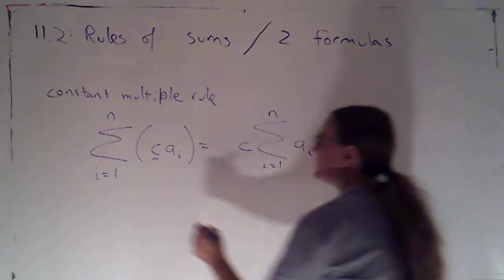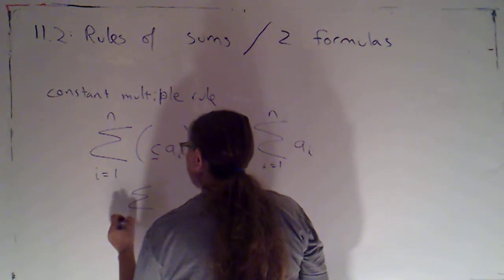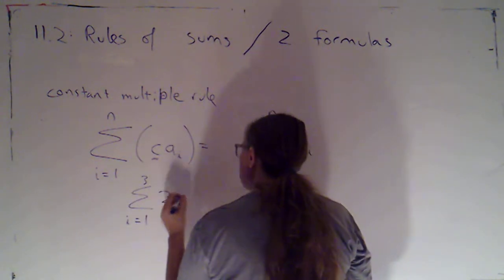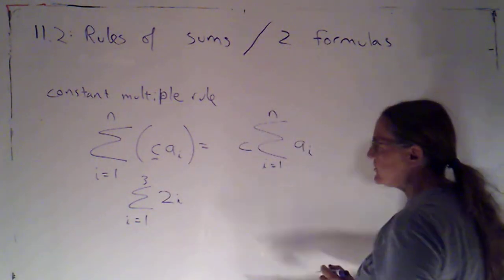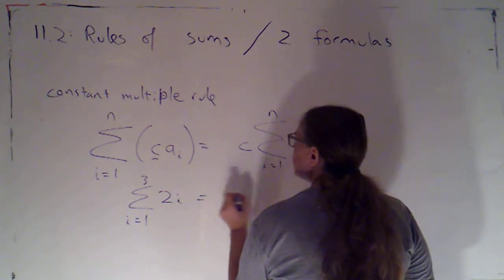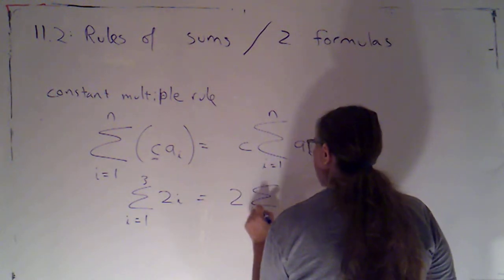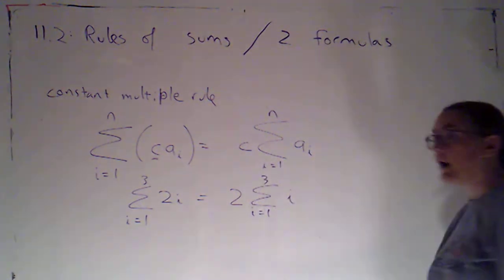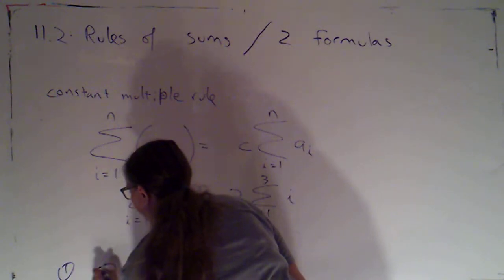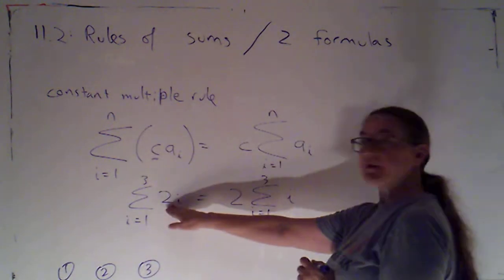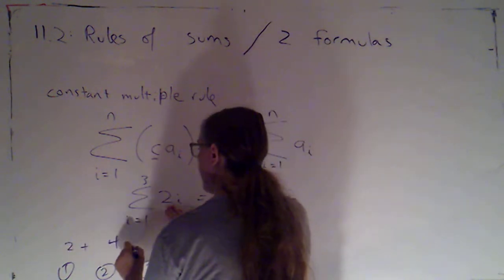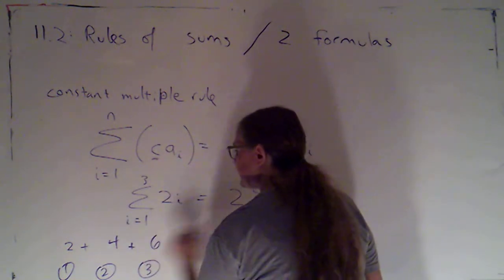Let's actually look at an example. Let's suppose I had the sum as i goes from 1 to 3 of 2i. That constant 2 shows up in every single term. Well, I could say this is 2 times the sum as i goes from 1 to 3 of i. If I worked this one out, my index i is going from 1 to 3, and I'm just doubling the index. So when i is 1, I get 2. When my index is 2, I get a 4. And when my index is 3, I get a 6.